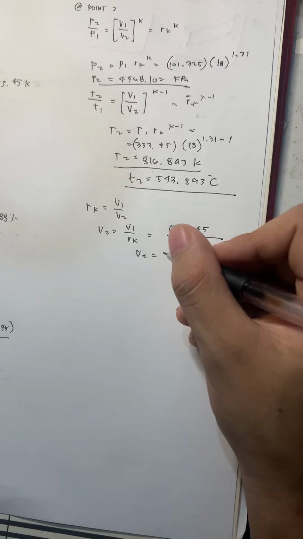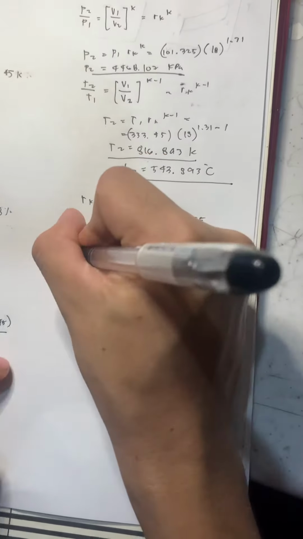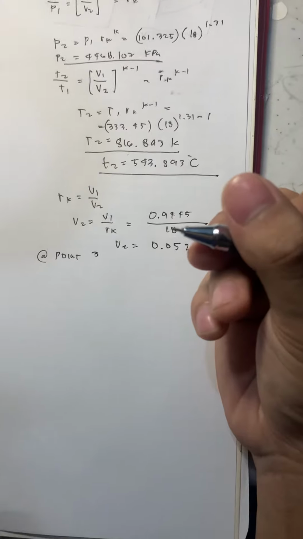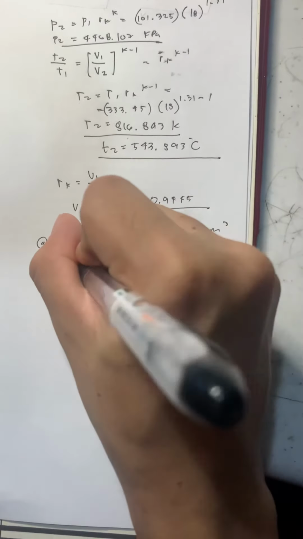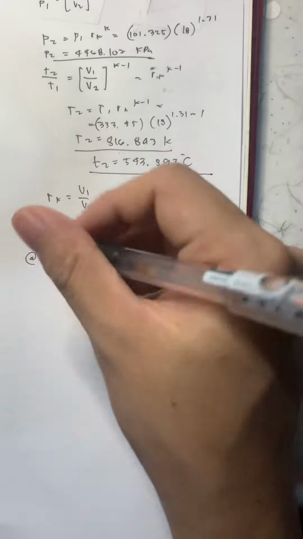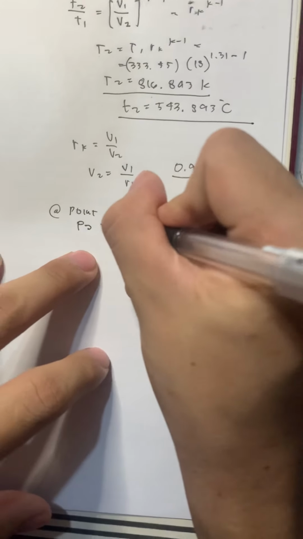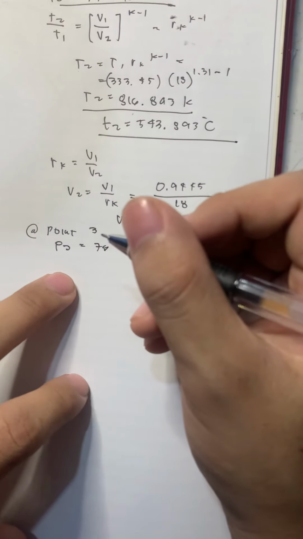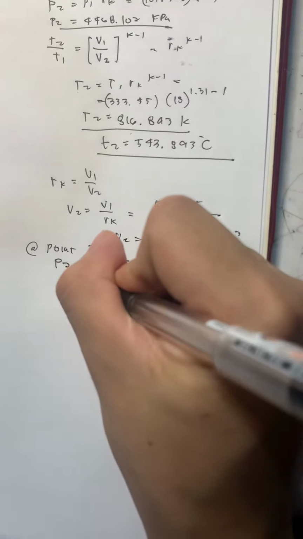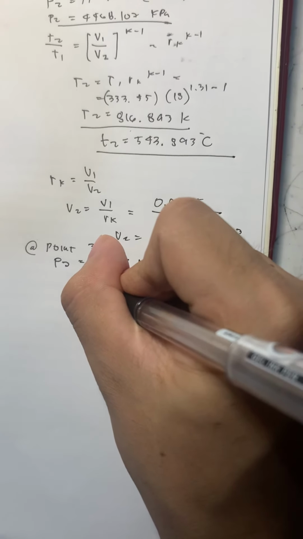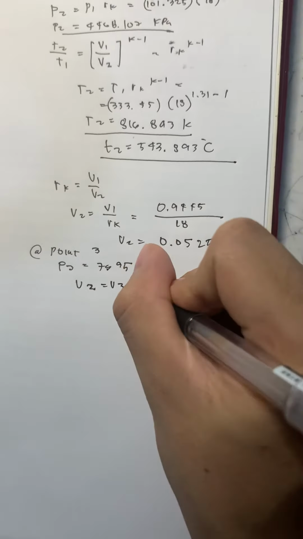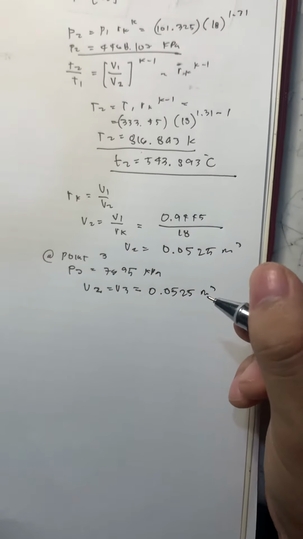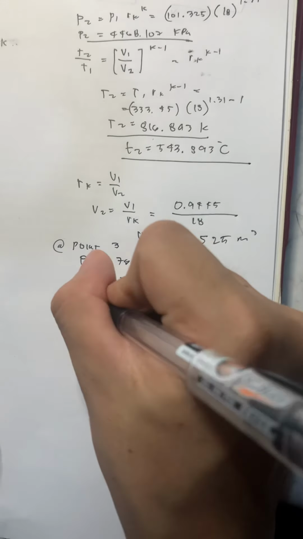Now at point 3, since P3 is already stated in the problem as 7695 kPa. Also, we have V2 equals V3, which is 0.0525 meter cube. Now, one left is T3.